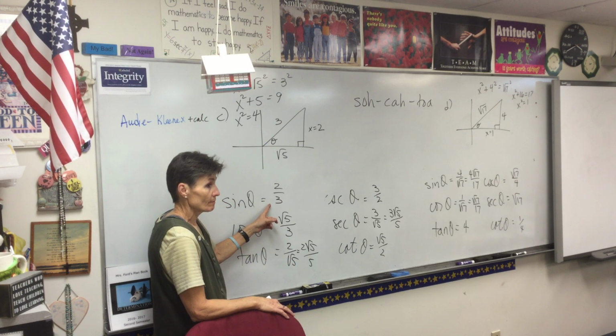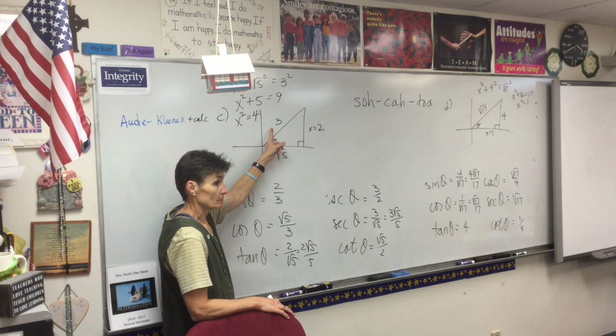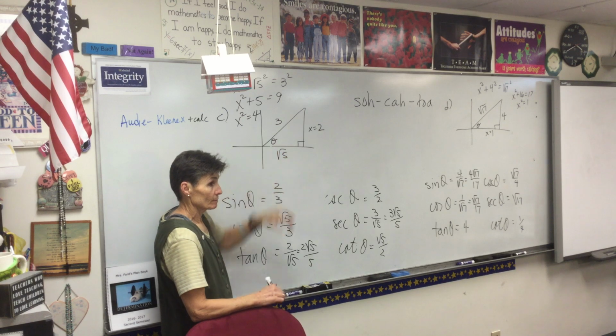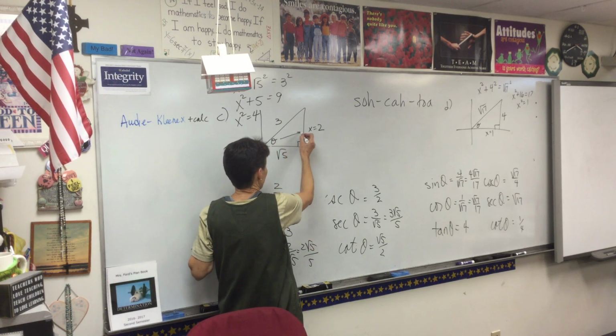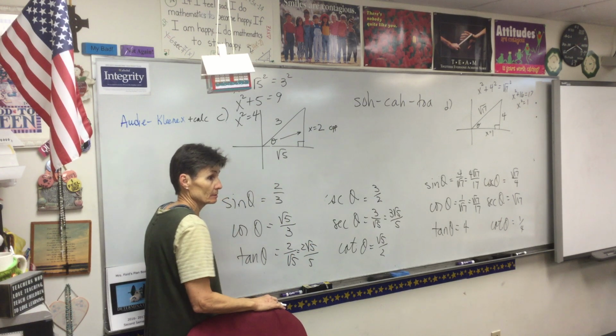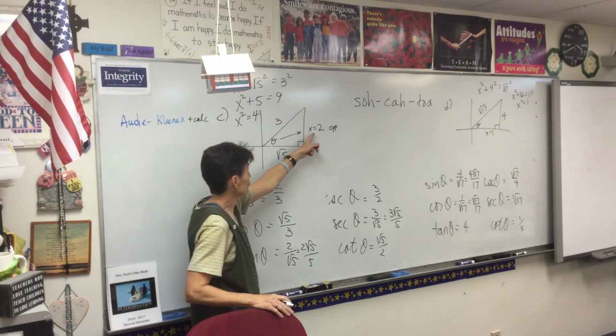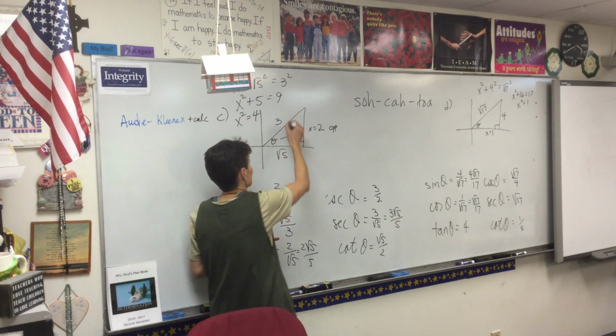So sine. What I did was opposite over hypotenuse, and I ended up getting root 5 over 2. Theta's at the origin. This is the opposite side. Yeah. So the sine would have to be 2 over 3. That's the hypotenuse.